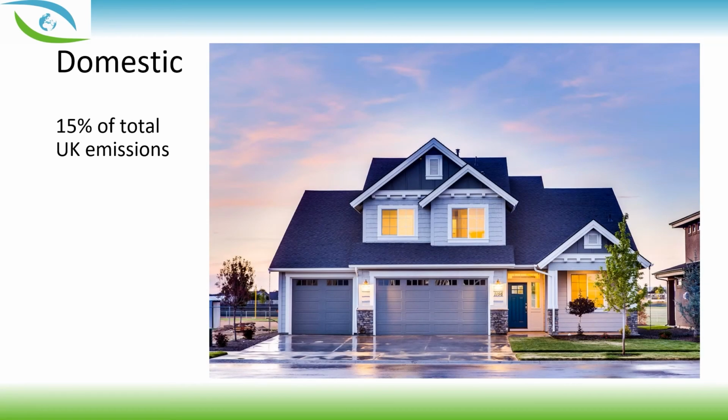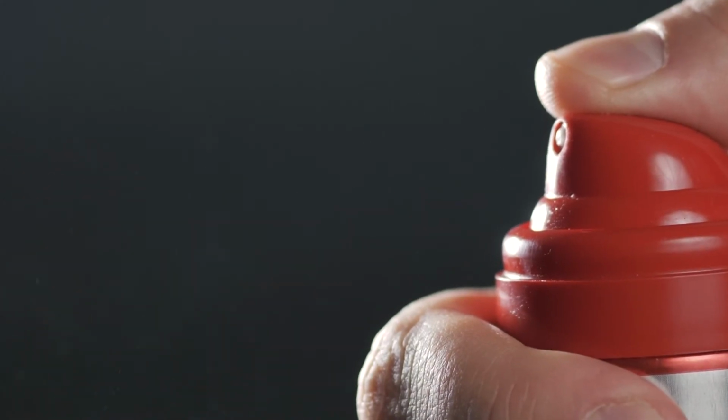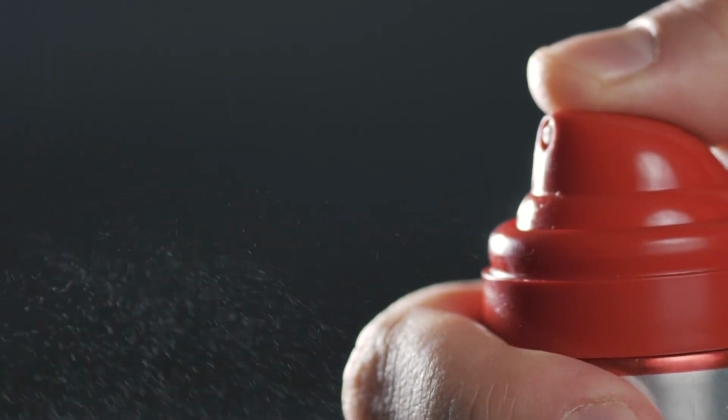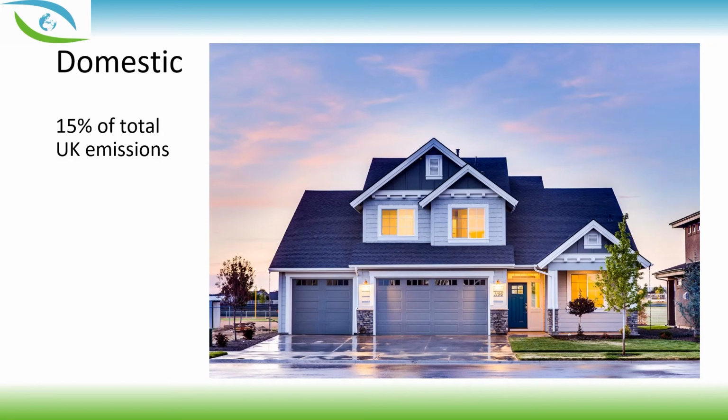Domestic emissions are responsible for 15% of the country's overall emissions. Most of these are carbon dioxide from burning methane in the home, as we've just seen. However, we also release fluorinated gases when we use aerosols with propellants and medical inhalers. For example, there are about 73 million prescriptions for inhalers each year, and about 70% have F-gases as propellants.